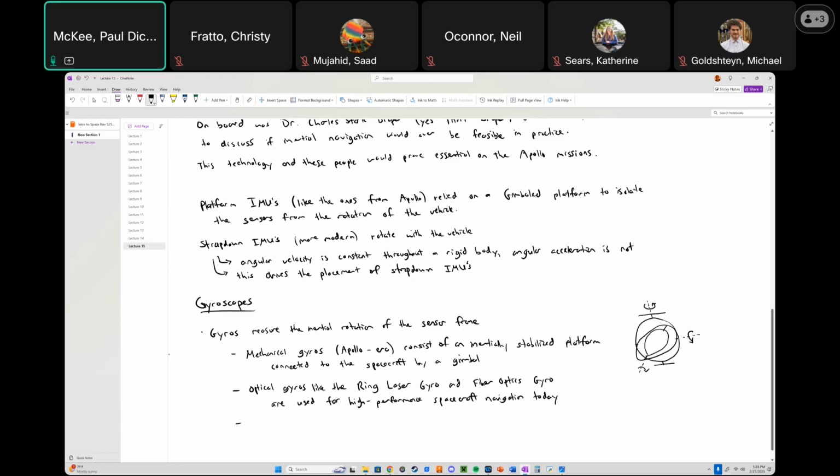There's also Coriolis vibratory gyros. Are smaller, cheaper, less accurate, perfect for smartphones. So your phone has a Coriolis vibratory gyro in there.